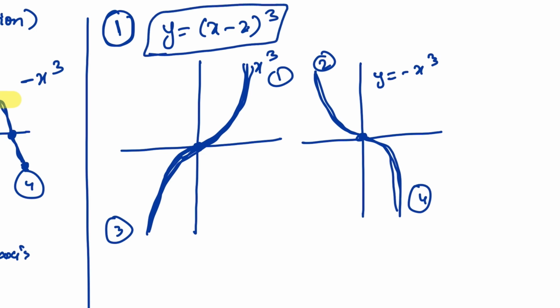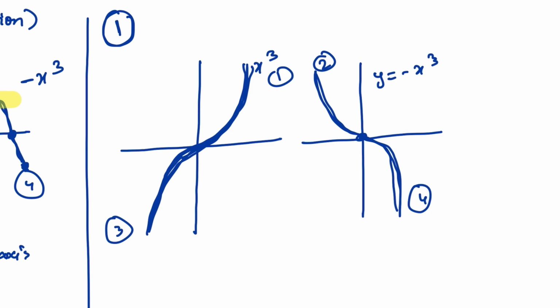But when we have equations like this, the coordinate will change. For example, for this case, x equals 2 is where the curve intersects. So this will be the curve. The intersecting point will be at 2 instead of 0. So let us solve some problems related to this.